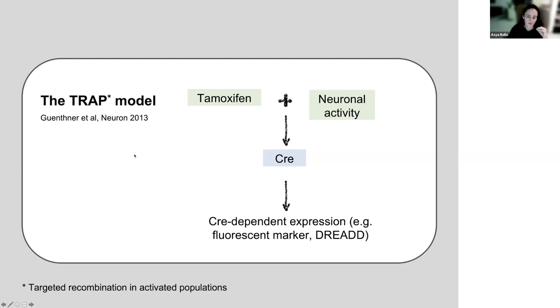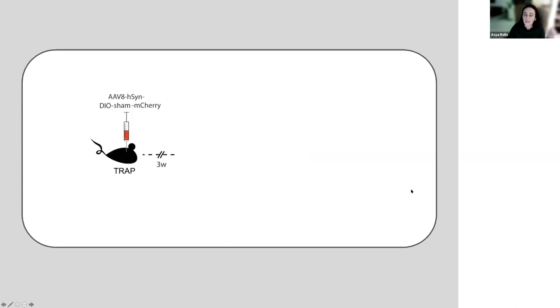To capture the neurons, we use TRAP mice. TRAP mice allow us to capture neurons that were active at a given time point, because there is tamoxifen in the system that we inject, and then we determine when we are going to label neurons, and neurons that are active express immediate early genes. So this system allows us to capture neurons that were active when we injected tamoxifen, and capture meaning that we can express Cre in these neurons. If we express Cre, now we can control these neurons. So that's what we did.